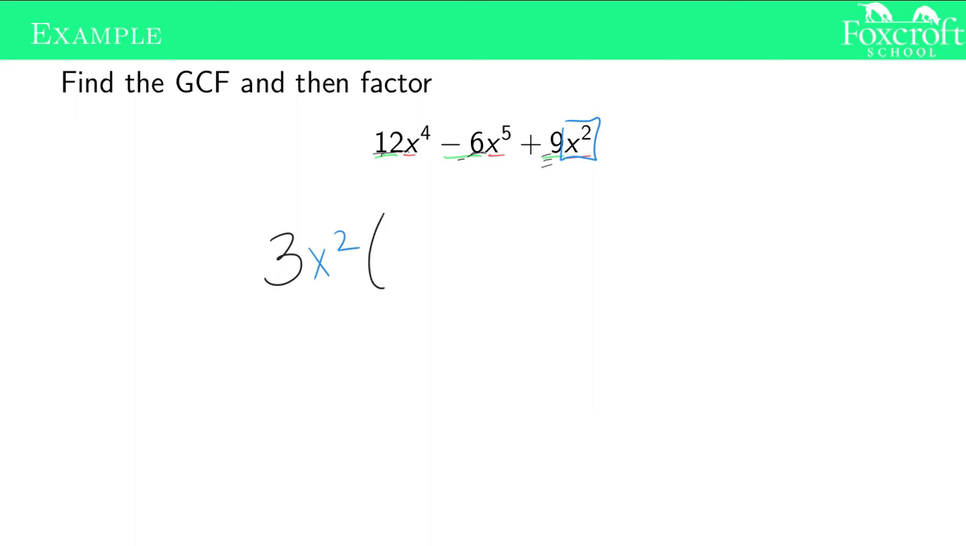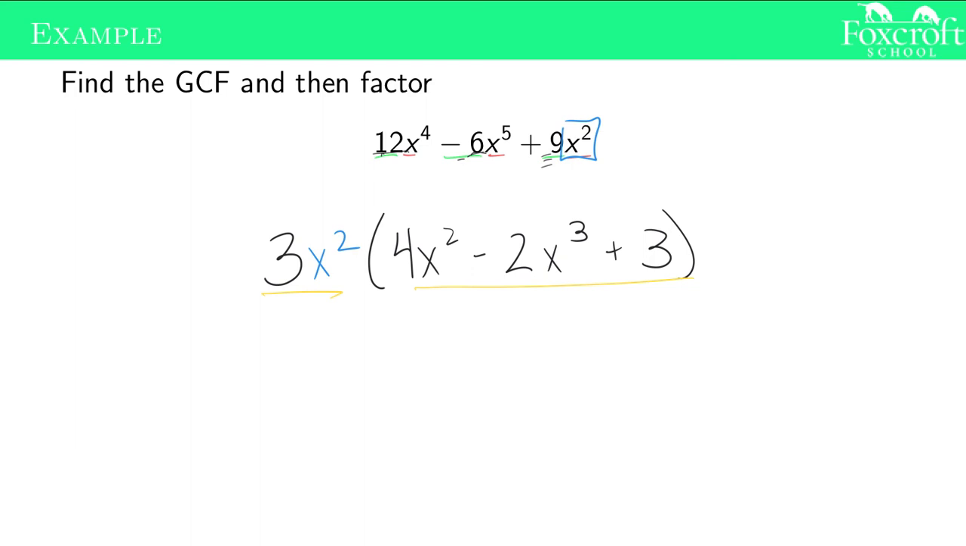And again, just think about dividing it out. So 12 divided by 3 is 4. x to the 4th, getting rid of 2 x's, leaves me with 2 x's still. 6 divided by 3 is 2. And then x to the 5th, getting rid of 2 is x cubed. 9 divided by 3 is 3. And we got rid of the x squared, so it's not there anymore. So that's our final answer. We pull out the GCF 3x squared, and we get left with that term in parentheses.